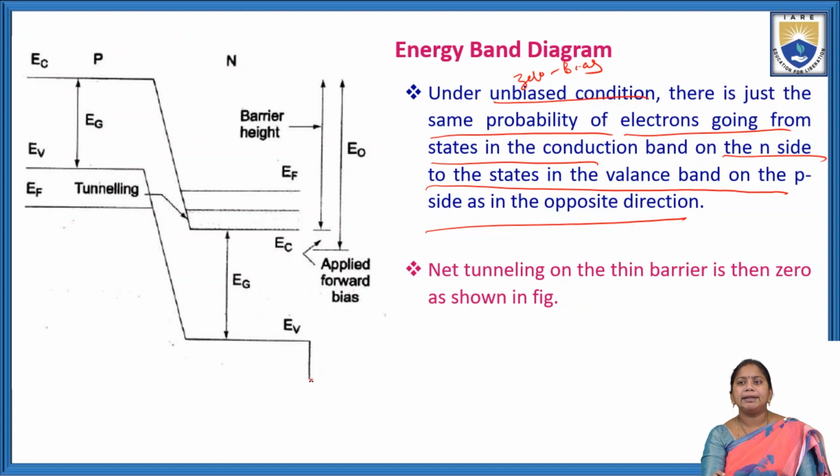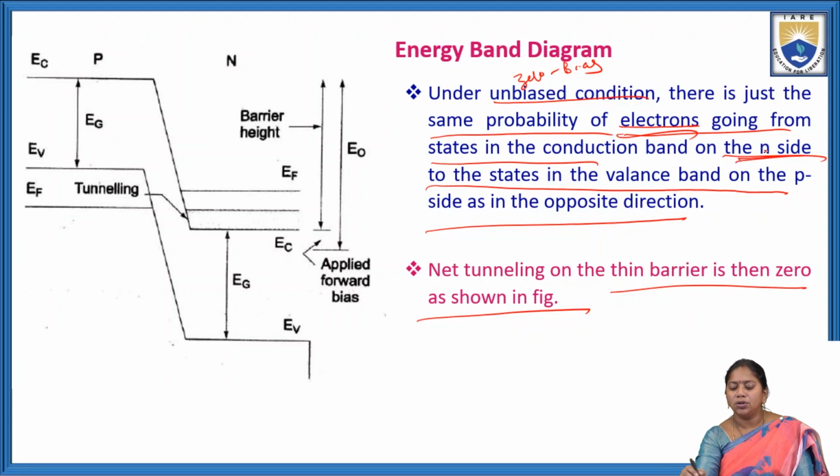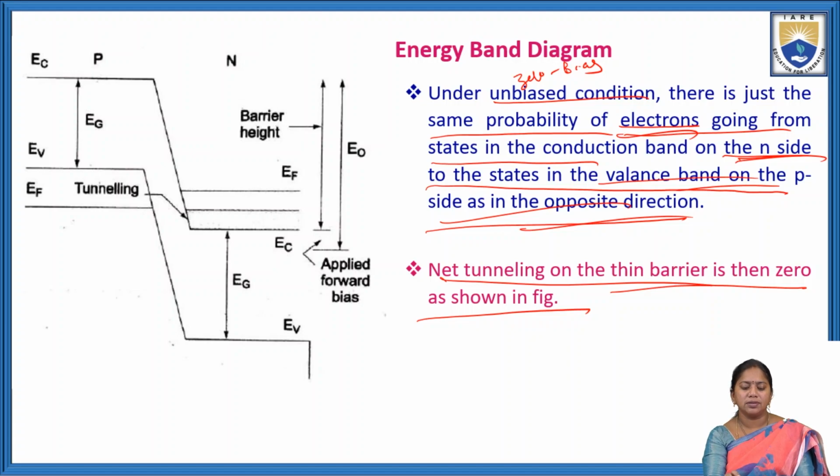So net tunneling on the thin barrier is then zero, as shown in this figure. Under zero bias condition, there is the same probability of electrons going from the states of the conduction band on the N side to the states in the valence band on the P side. Both are in opposite directions and of the same quantity. That's why the net tunneling on the thin barrier is zero.